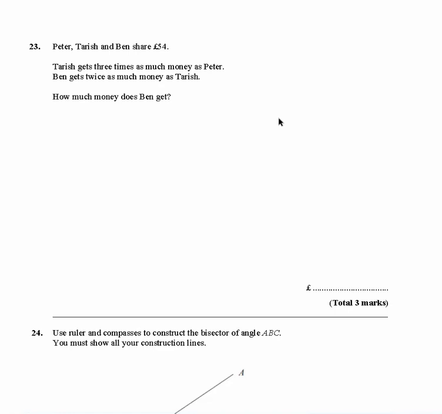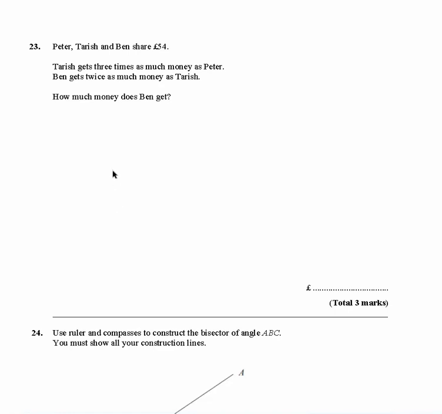Well, probably the simplest way to do that would be to look at Peter. Well, Peter gets the smallest amount. So I'll just draw a little box there. Okay, and that's going to represent what Peter gets. And Tarish gets 3 times as much as Peter. So I'm going to draw 3 boxes for Tarish. And Ben gets twice as much money as Tarish. So how many boxes will I need to draw for Ben?